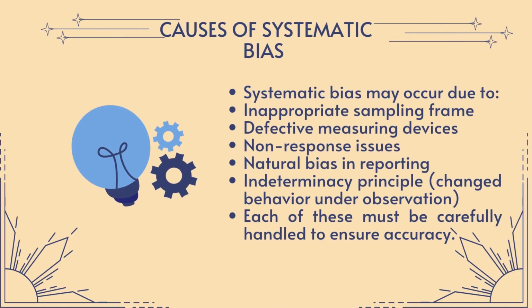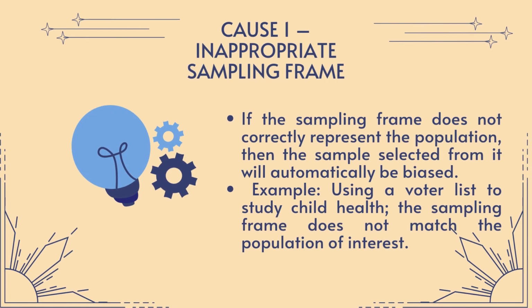So what are the causes of systematic bias? Systematic bias may occur due to inappropriate sampling frame, defective measuring devices, non-response issues, natural bias in reporting, and the indeterminacy principle. Each of these must be carefully handled to ensure accuracy. Cause 1. Inappropriate sampling frame. If a sampling frame does not correctly represent the population, then the sample selected from it will automatically be biased. For example, using a voter list to study child health, the sampling frame does not match the population of interest.